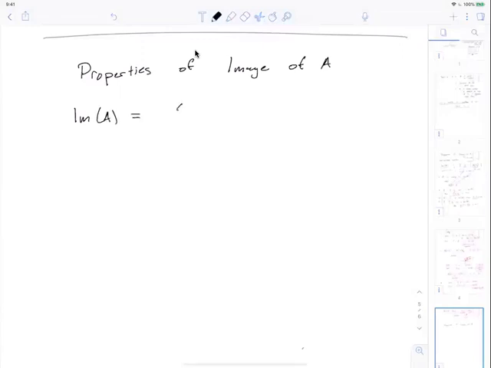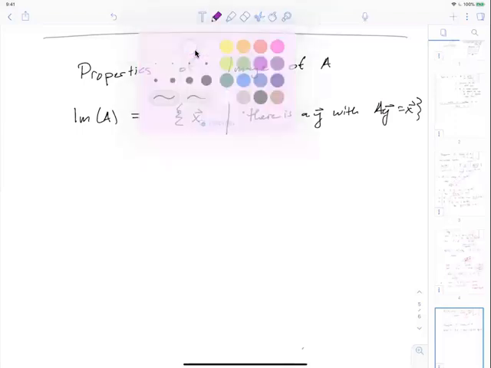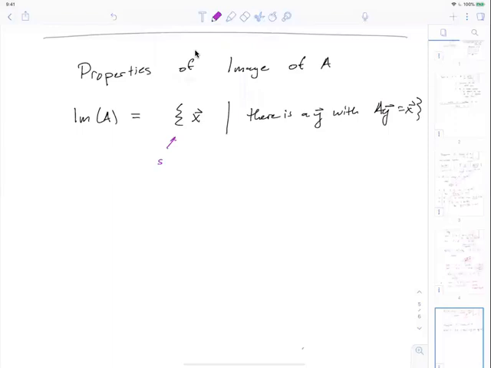So the image of A is going to be a set of all vectors x such that there is a y with Ay equal to x. So just to give an overview of what this means, this is a set. Right? This says the image is a set of all x such that this holds.